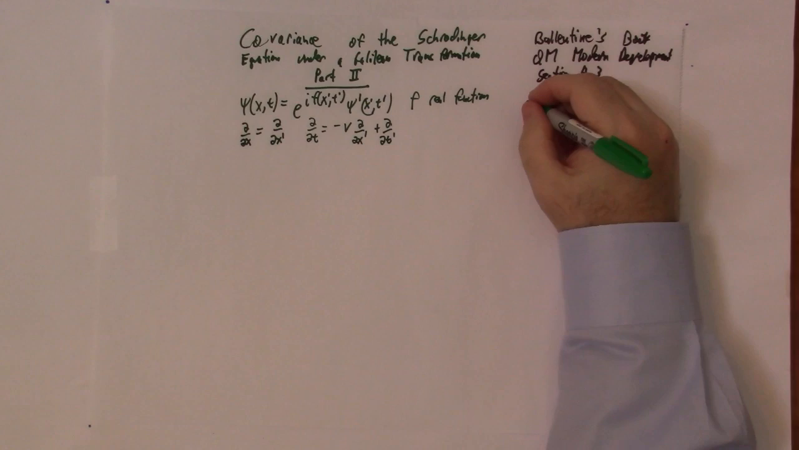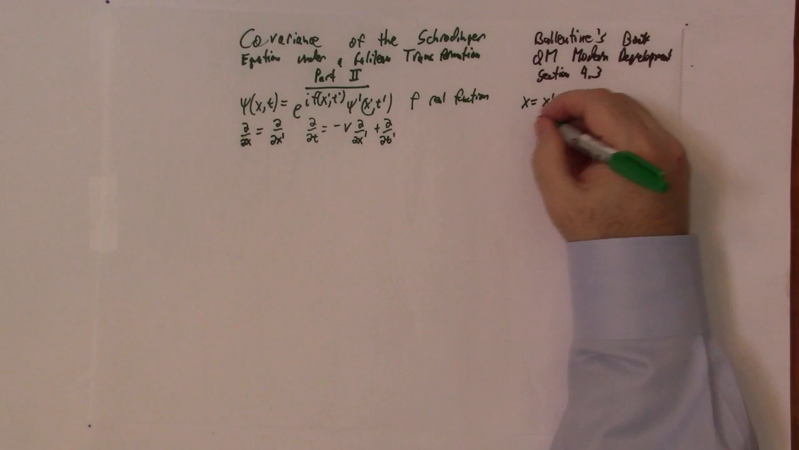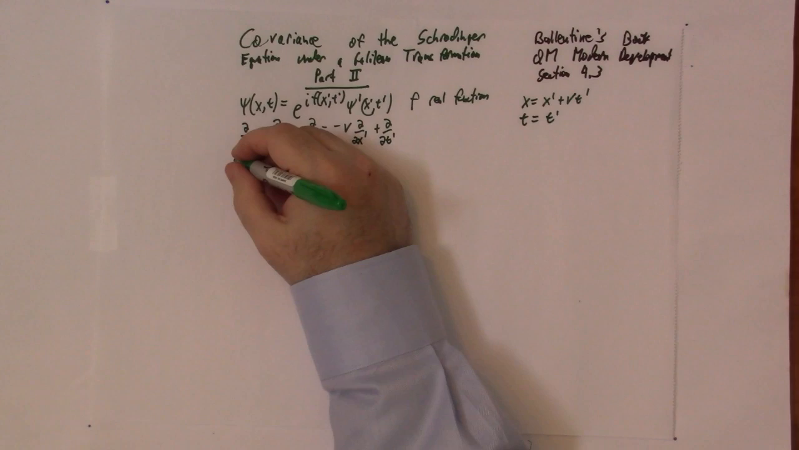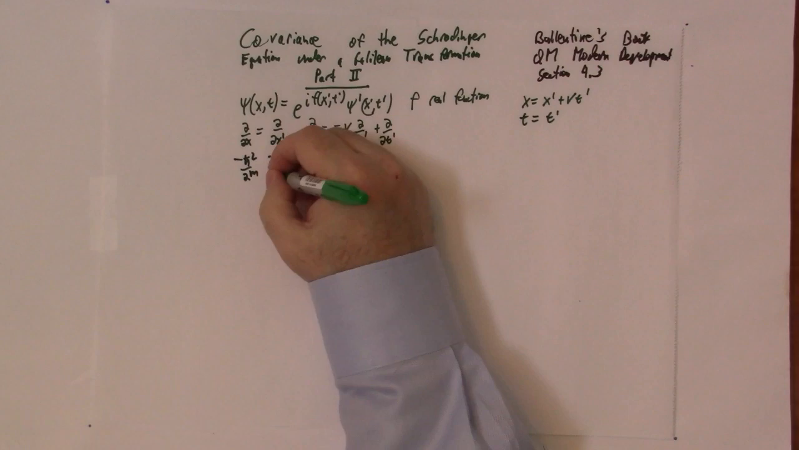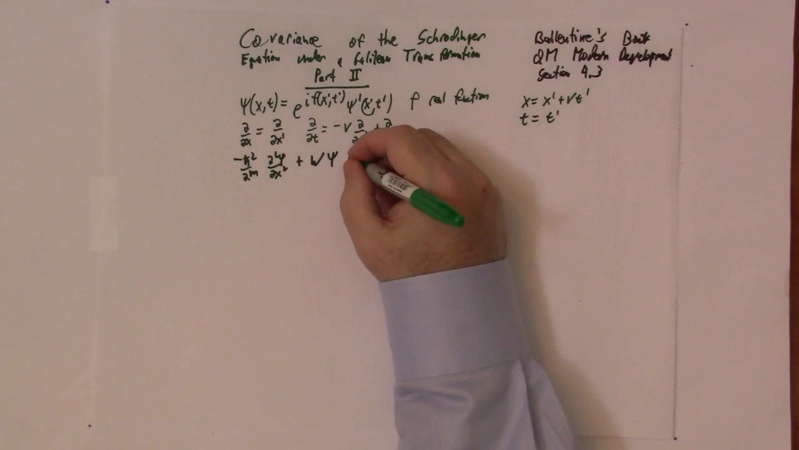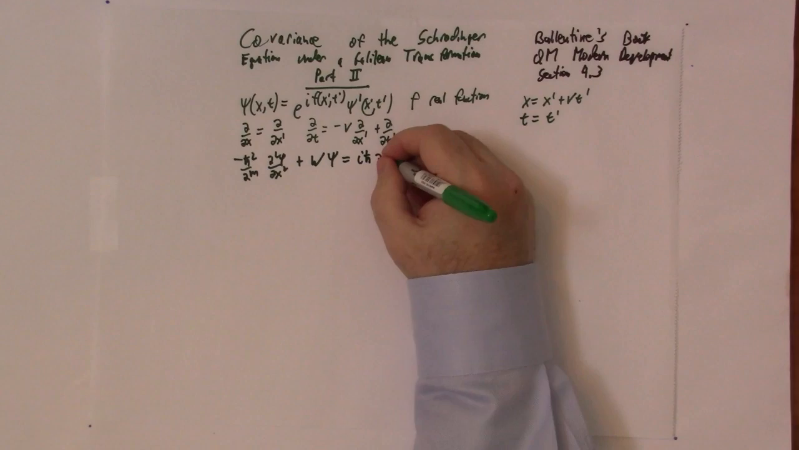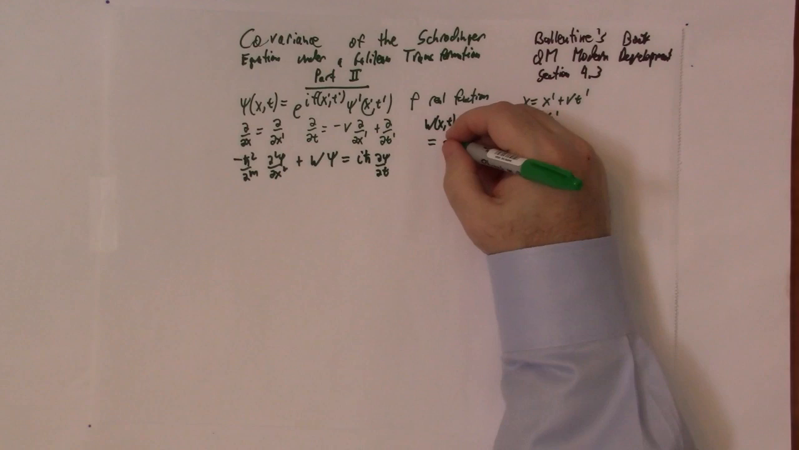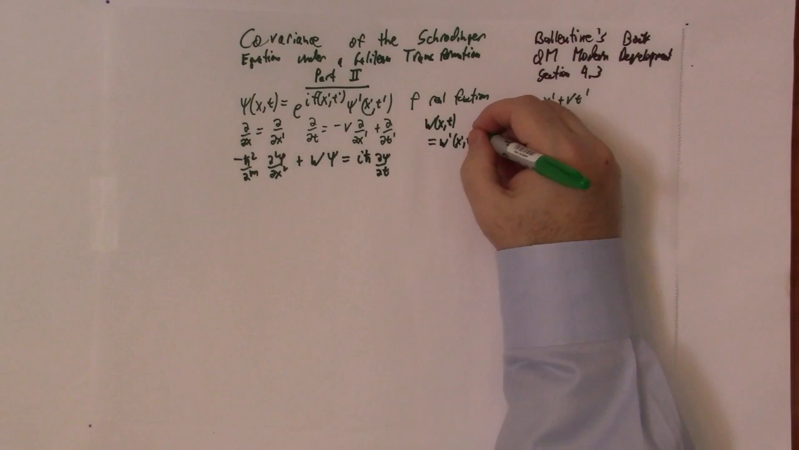I'll write down the Galilean transformation again: x equals x prime plus v t prime, t equals t prime. And so we have to substitute these two things into the Schrodinger equation. We're working in one spatial dimension. I'm using W for the potential instead of V, because I'm using v for the velocity of the reference frames. So in making this substitution, we're also going to be assuming that W of x, t is equal to W prime of x prime, t prime, sort of assuming the potential doesn't transform, and this can be justified.